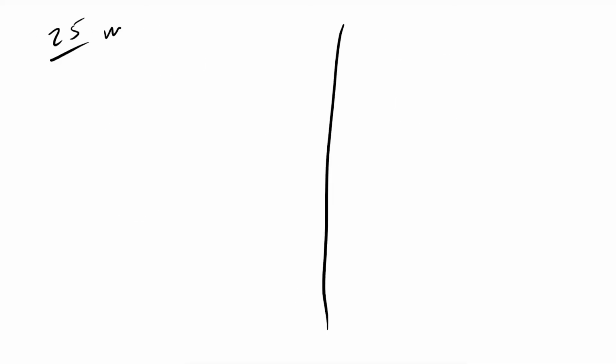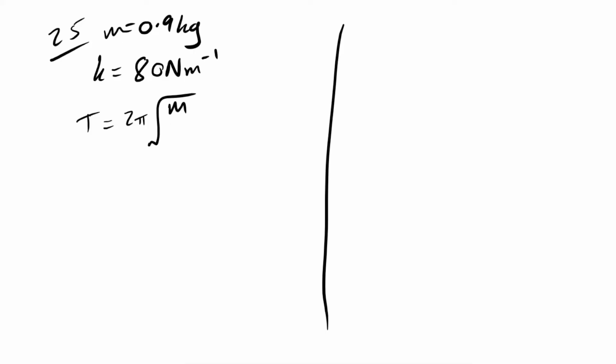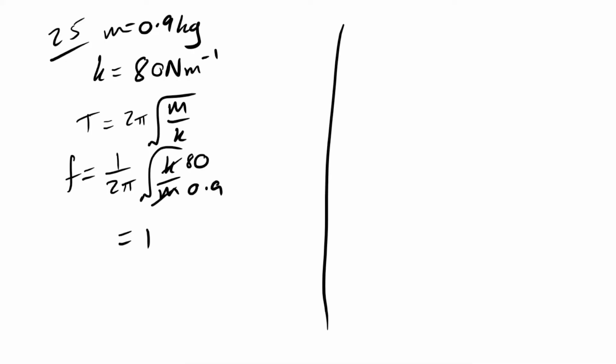25, mass of 0.9 kilograms. Suspended, we have a k of 80 newtons per meter. When the mass is displaced, it undergoes vertical oscillations. What is the frequency of the oscillations? We know that the time period is equal to 2 pi times square root of m over k. So therefore, if you want the frequency, I guess we could do it all in one go. Just flip the whole thing. So we end up with that. So just replacing all of this, and we end up with 1.5 hertz. So the answer is C.